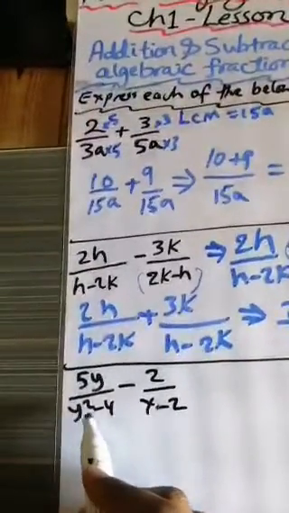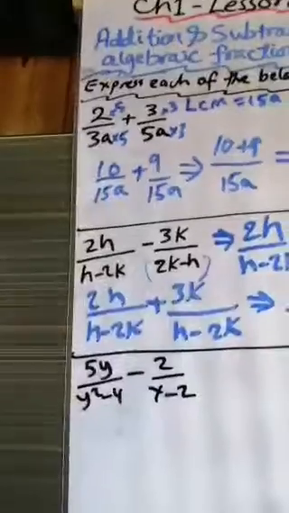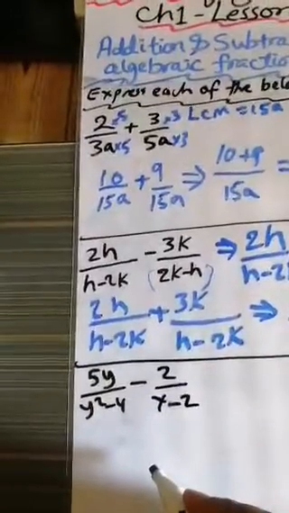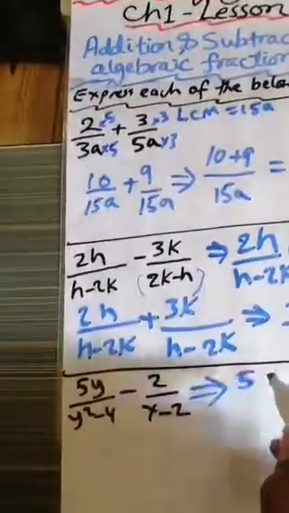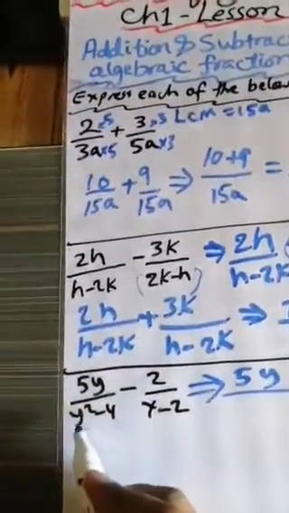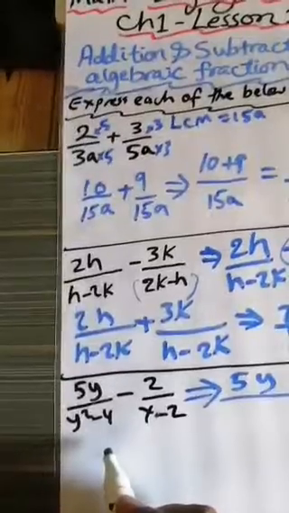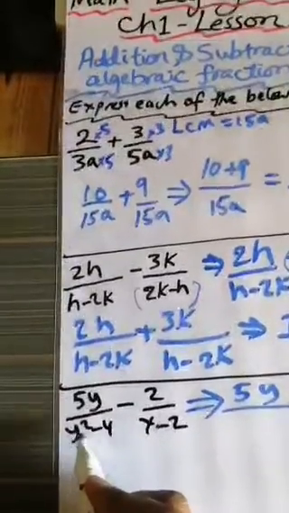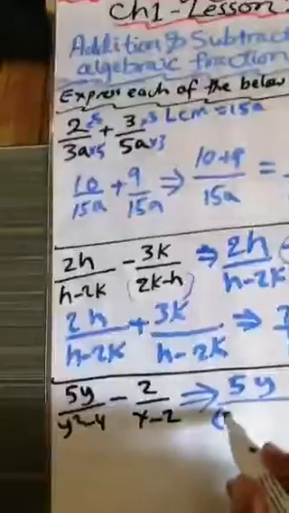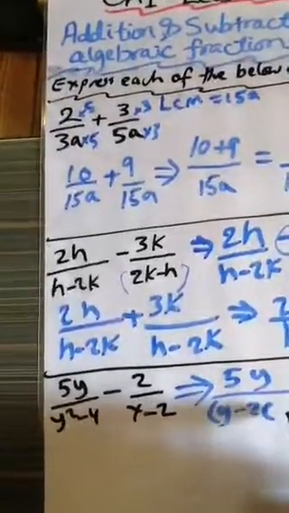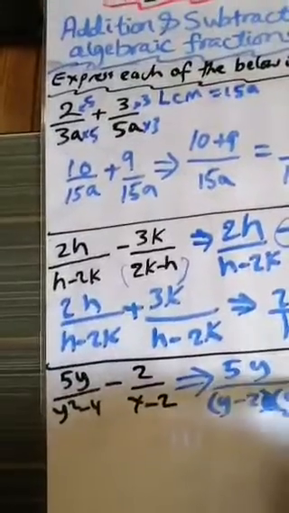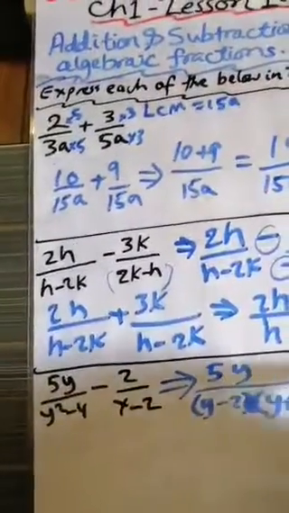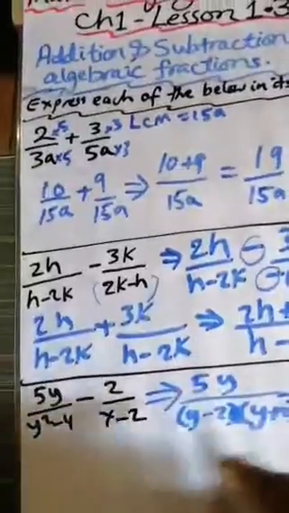Taking a closer look at y squared minus 4, and remembering the difference of squares, I can rewrite this as 5y divided by y squared minus 4, using the difference of squares, is y minus 2 y plus 2. Minus 2 over y minus 2.